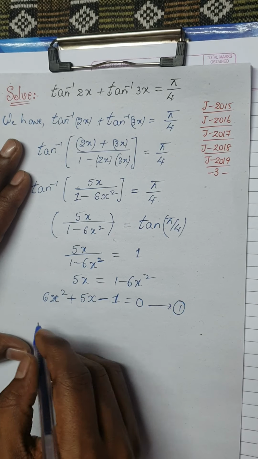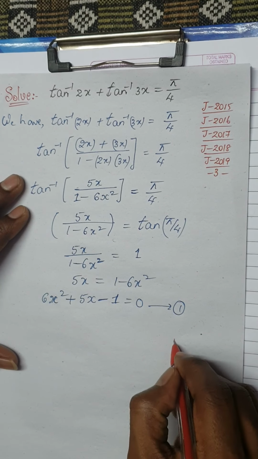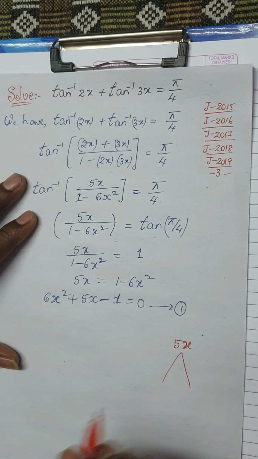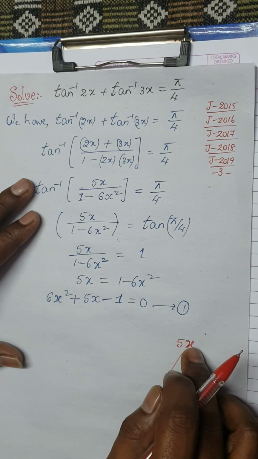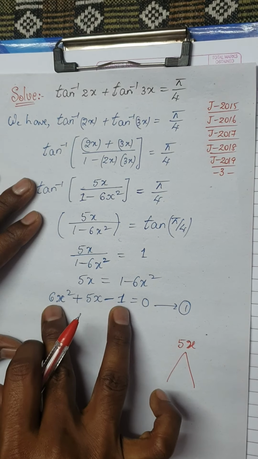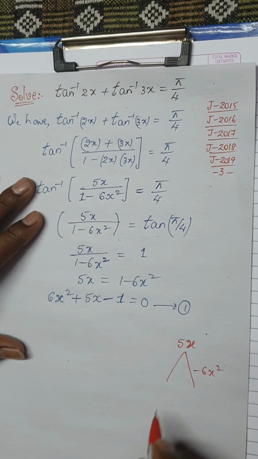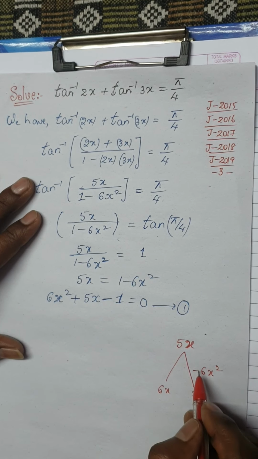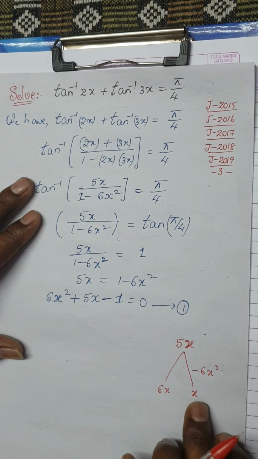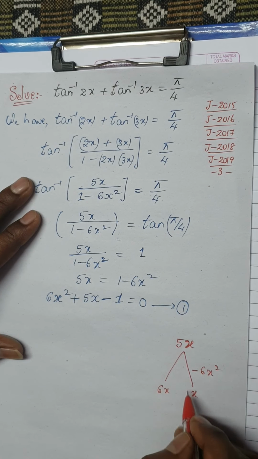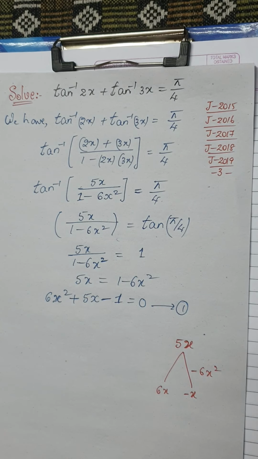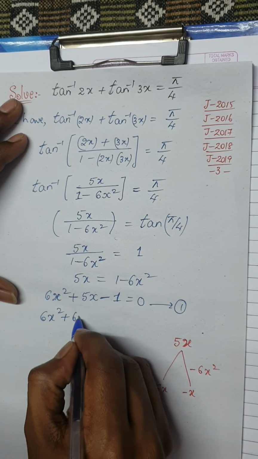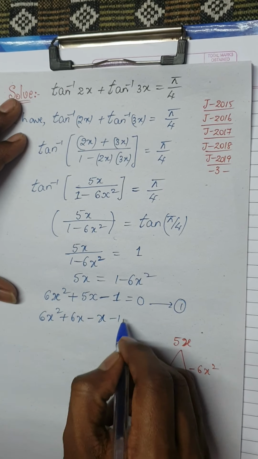Now I think you are familiar with the quadratic equation, splitting the terms. The sum or difference, I should get 5x, but the product of the terms I should be getting minus 6x square. So 6x into x will give me 6x square. Because I have to get a negative product, one of the terms should be negative, and because 5x is plus, I am going to get 6x minus x. So if you split up, I will get 6x square plus 6x minus x minus 1 is equal to 0.